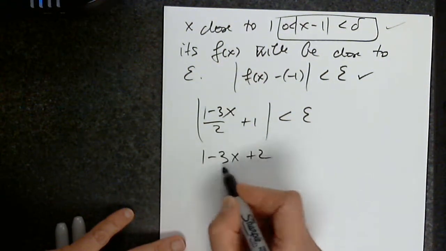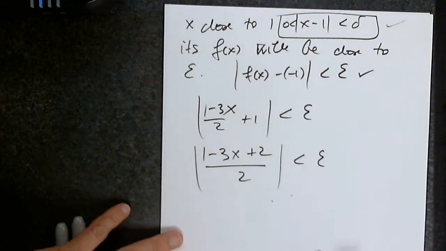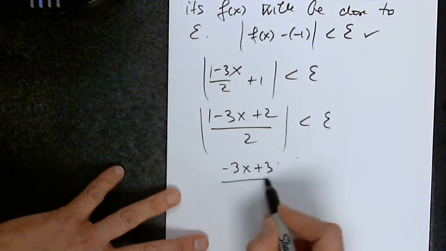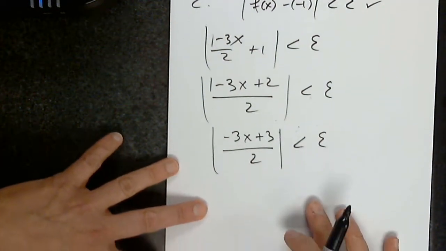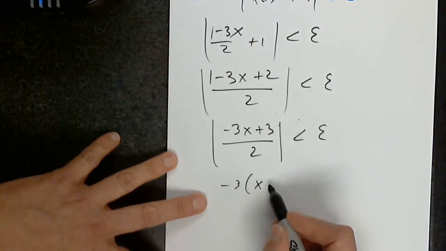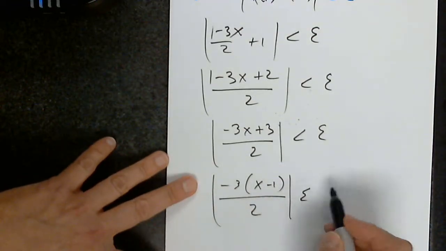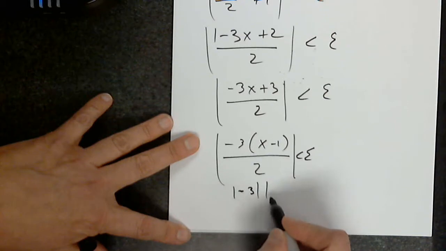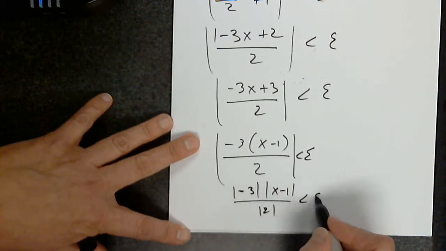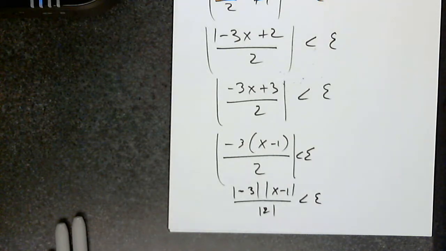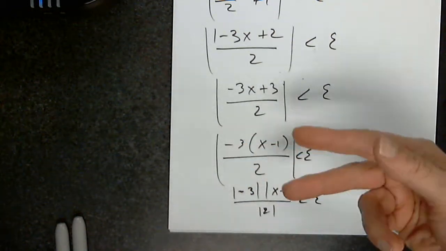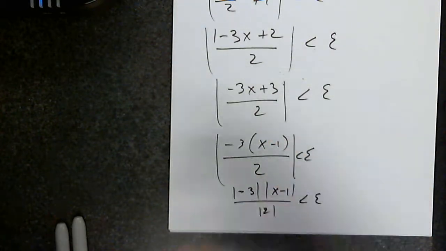So the absolute value of 1 minus 3x plus 2 over 2 is less than epsilon, which means negative 3x plus 3 over 2 is less than epsilon. And then I factor out negative 3, so this is negative 3 times x minus 1 over 2 in absolute value, less than epsilon. Then I use a property of the absolute value: the absolute value of a product is the product of the absolute values, and the same thing with the ratio. The absolute value of a ratio is the ratio of the absolute values.